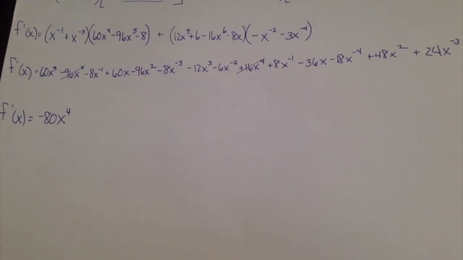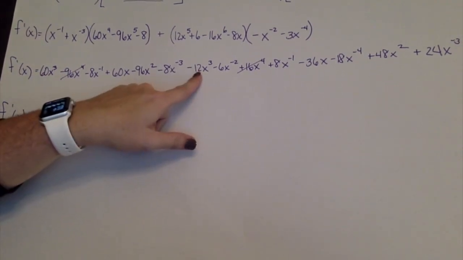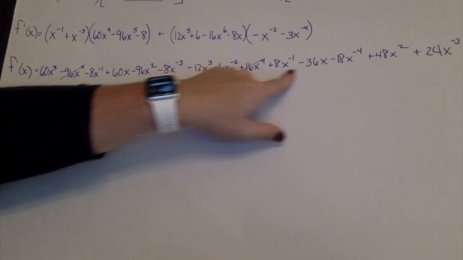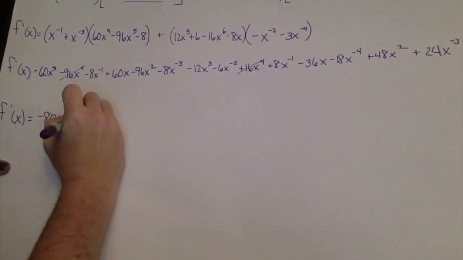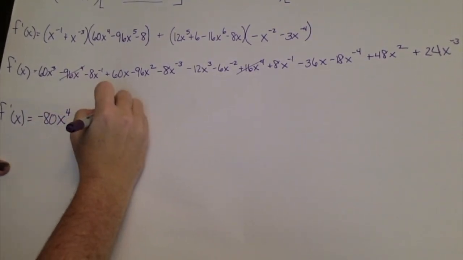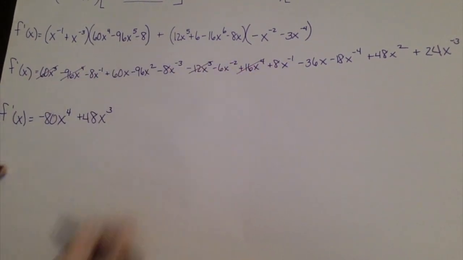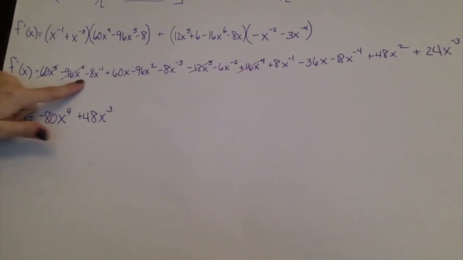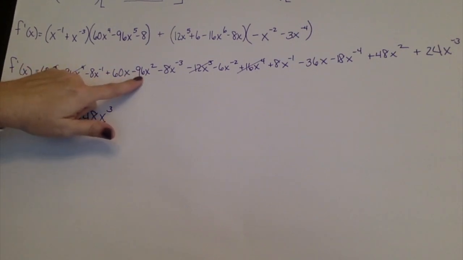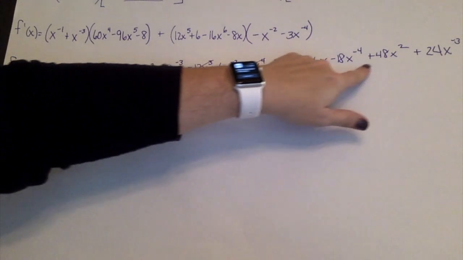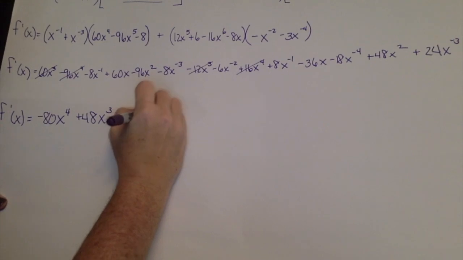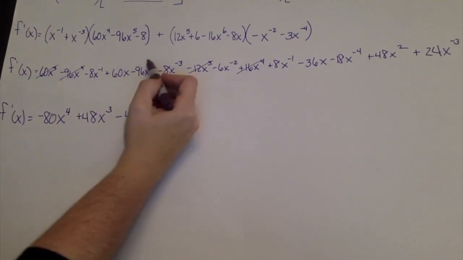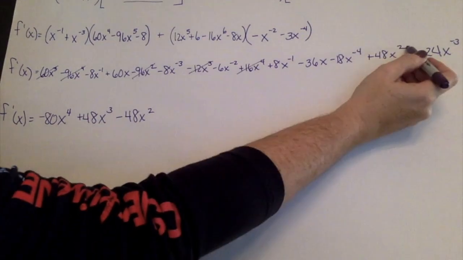Then I'll look for the x cubes. I have 60x cubed. I have negative 12x cubed. And that's it. So 60x cubed minus 12x cubed is 48x cubed. I'll cross those out because I'm done with them. I'll look for the x squareds. Negative 96x squared plus 48x squared, which is negative 48x squared. I will cross those out.